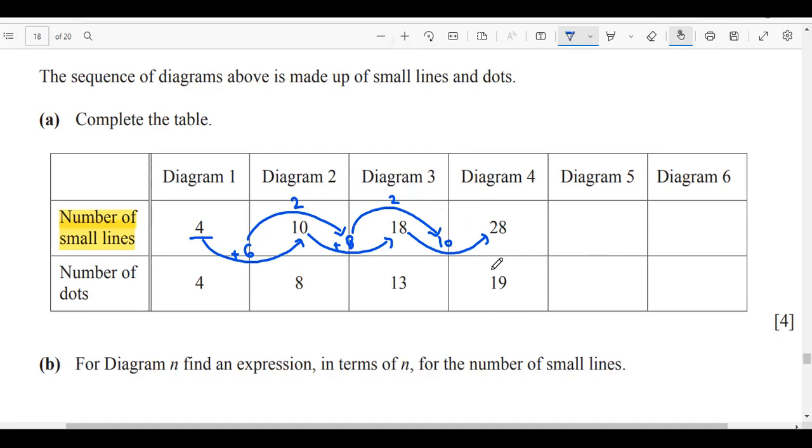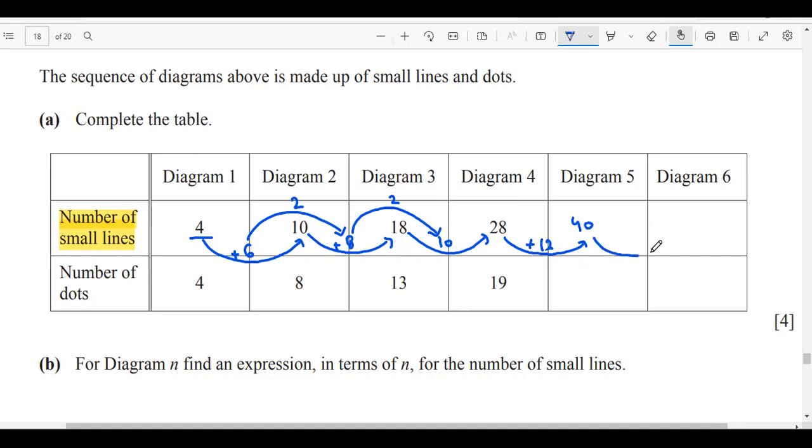Okay. So now I can see that going from 4 to 10, I added 6. From 10 to 18, I added 8. From 18 to 28, I added 10. Now I would be adding 12. So 28 plus 12 would give me 40.